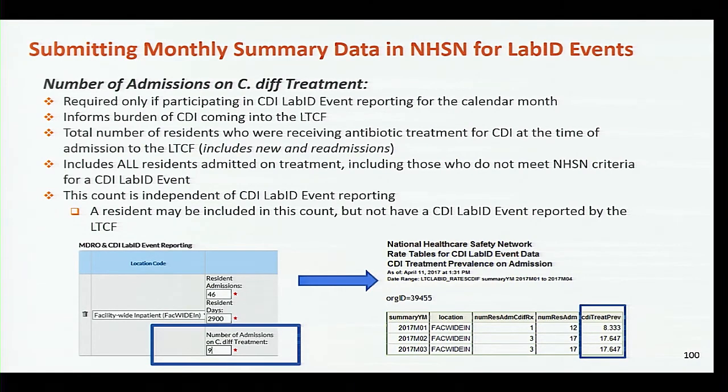It does include all residents admitted on treatment, including those who do not meet the NHSN criteria for a CDI LabID event. What that means is when you're looking at this variable, when you're looking at your admissions on C. diff treatment, it doesn't matter if the resident meets NHSN criteria for CDI. That's not what you're looking for. Your only concern is if that resident comes into your facility on treatment, because again, you're looking at the burden of people coming into your facility who are receiving treatment for C. difficile.